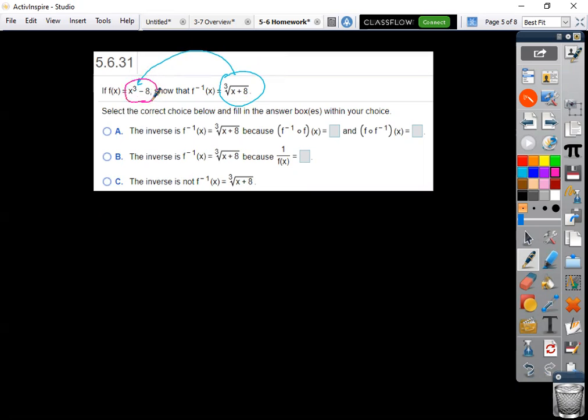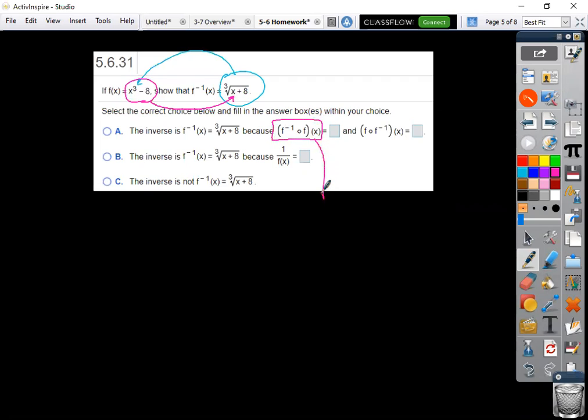And then you turn around and you do it the other way. So you take this whole thing and you put it in for just that x right there and see if all the operations undo each other. And in notation, what that looks like is this.